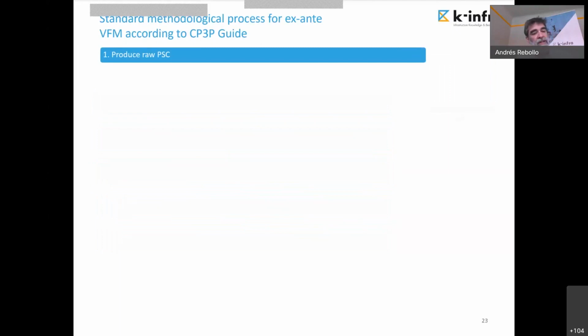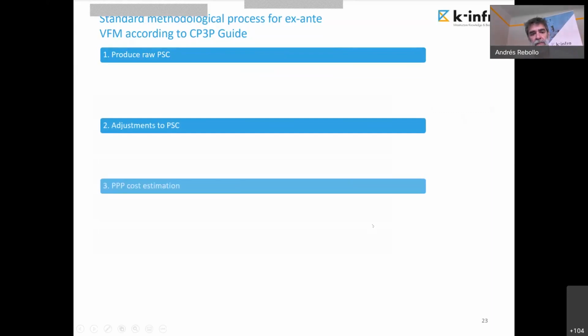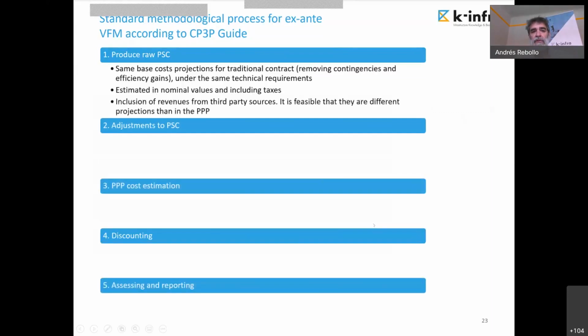Okay, the methodological process in quantitative value for money, according to the CP3P guide, for an ex-ante value for money, which is basically what we are describing here, before tendering. Okay, produce a raw PSC.